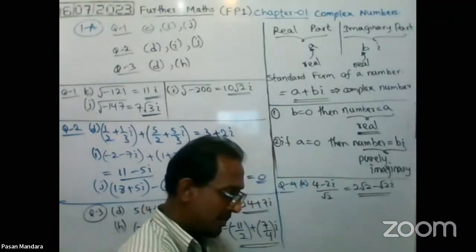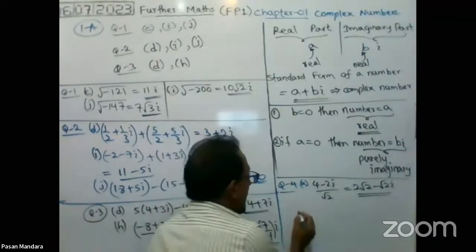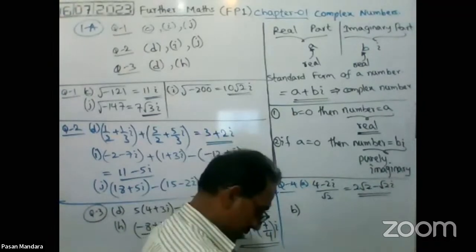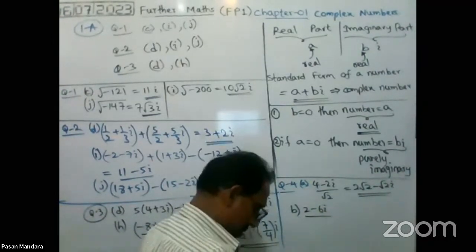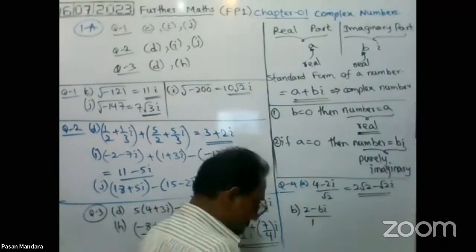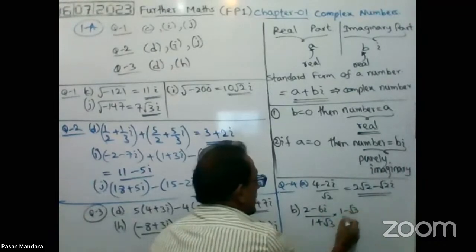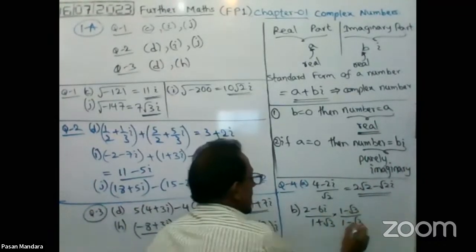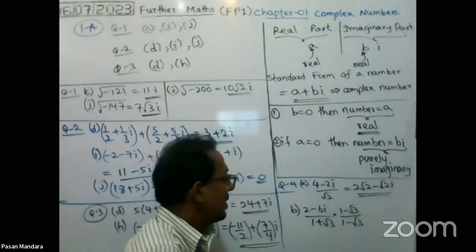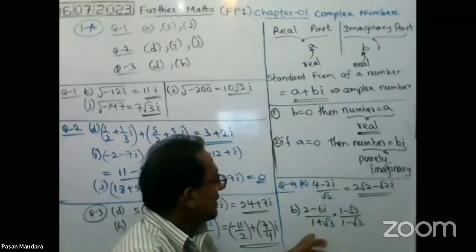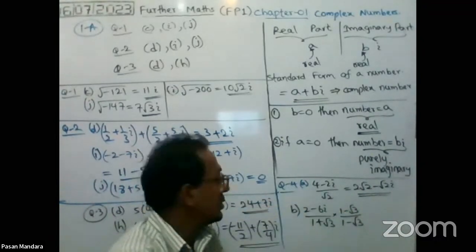But next one, you have to multiply by the conjugate and do. So part B will be tough. You have to multiply by 1 minus root 3. Then you should simplify. So that will be little tough. 1 plus root 3, 1 minus root 3 is 1 minus 3. That is minus 2.